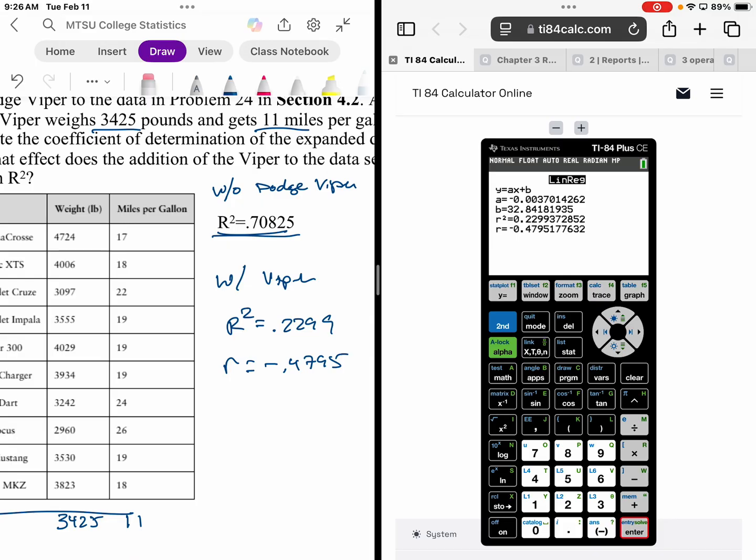So what did it do? By putting that Dodge Viper in there, what did it do to our R squared value? Brought it down. So before, 70% of the variation in the miles per gallon was explained by the weight of the vehicle. Now adding that vehicle there changes it to where only 22% or 23% of the variation in miles per gallon was due to the weight.